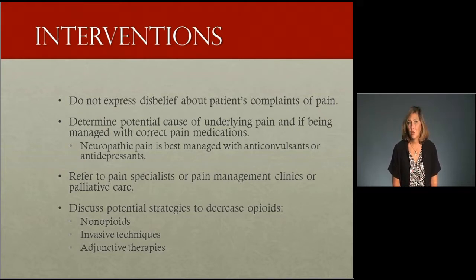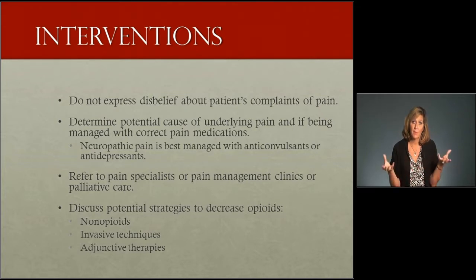If we feel like it's a neuropathic pain and they're on all these opioids, then it might be getting them off of the opioids. And remember, you don't suddenly stop them. You start to titrate them down as we're increasing their anticonvulsants or antidepressants. Refer them to specialized clinics, to pain management clinics. Discuss with them potential strategies to decrease their opioids.